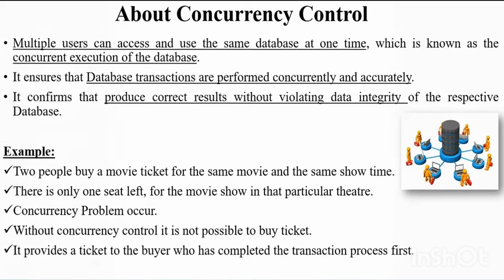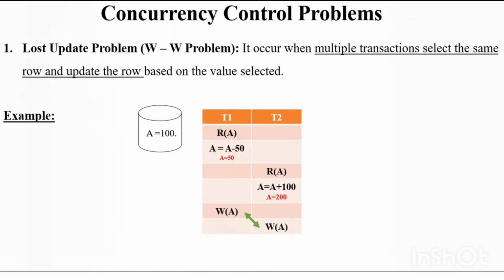For this, based on the first come first served priority, it provides the ticket to the buyer who has completed the transaction process first. This is about who has completed the process first, and then they get the ticket. So this is about concurrency control. Now let us discuss what the problems in concurrency control are.